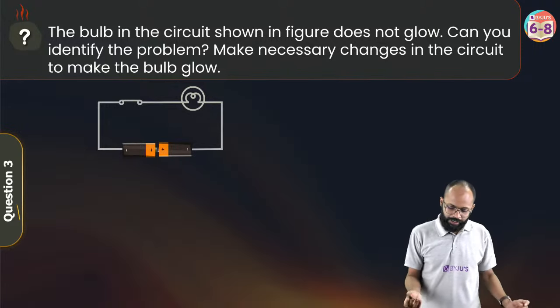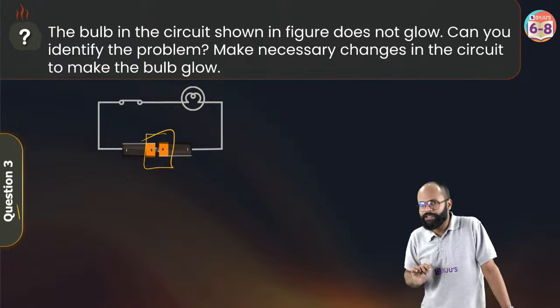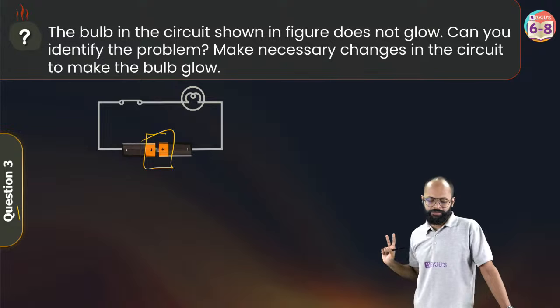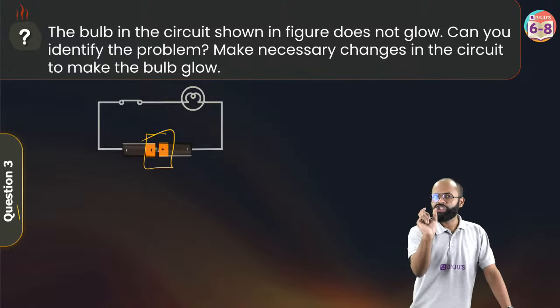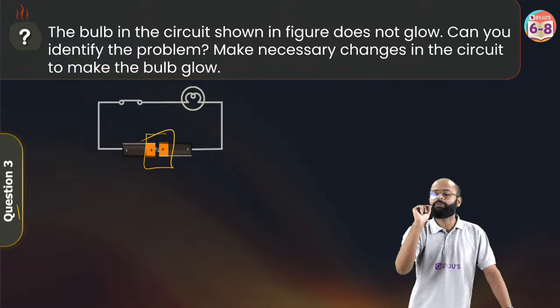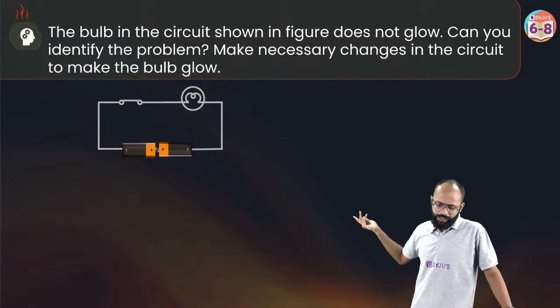So the problem is, sir, these two positive terminals are touching each other. How will you correct it? You invert one of the batteries. Change the terminals of one of the batteries or cells, and you will get the right answer. You will get the bulb working. Clear? It became an easy thing.